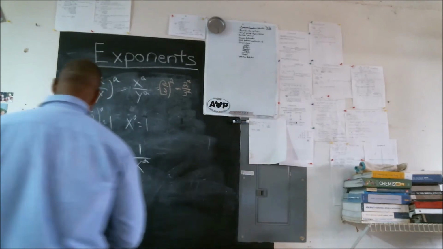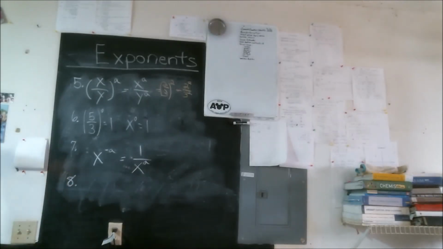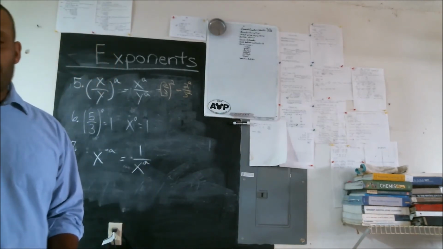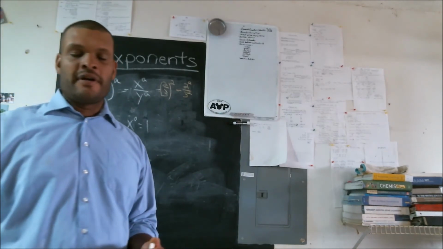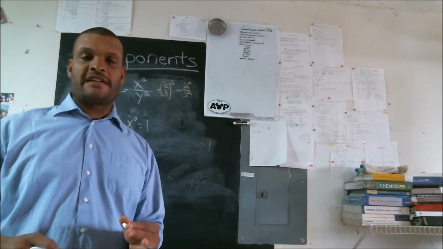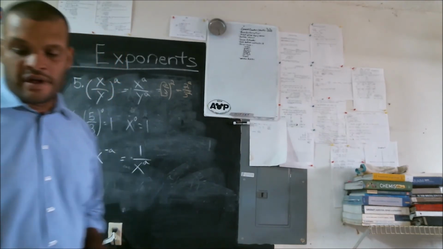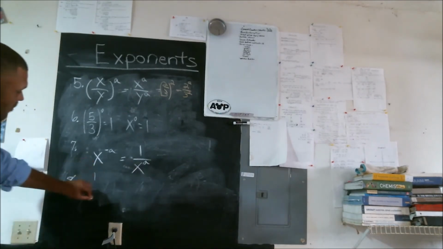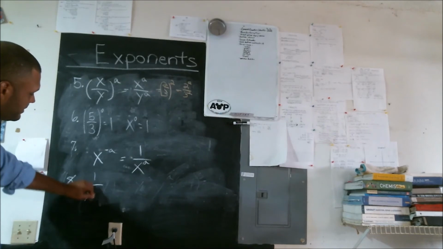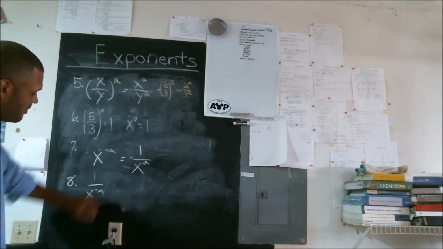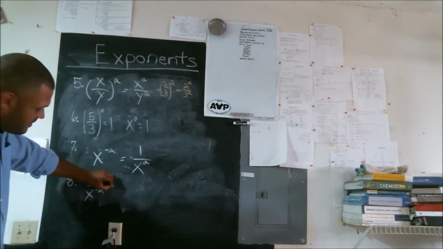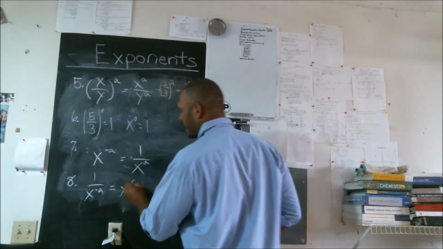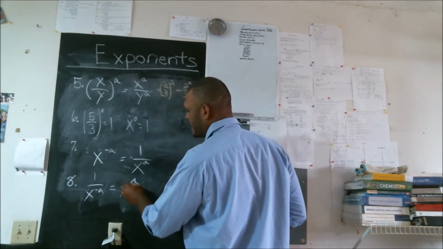All right. So we're going to go to the 8th one, and the 8th one is just the inverse operation of that. However, you'll see how these last two, 7 and 8, correlate with each other. This is a quotient to the power. All right. So we'll have 1 over x to the negative a. And all that's going to equal is x to the a power.